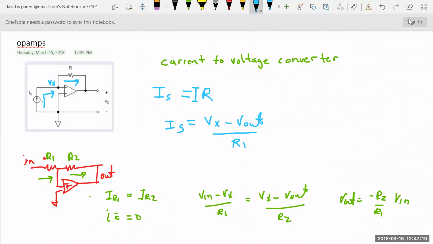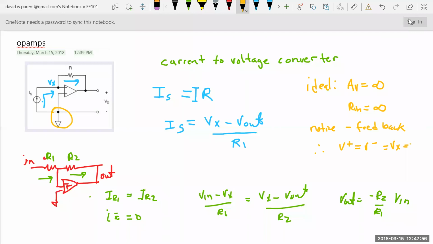Now, when I'm doing these problems, I'll say, oh, it's ideal. What does that mean? Open loop gain equals infinity. That means R_in equals infinity. Notice negative feedback. Conclusion: V plus equals V minus equals Vx equals, in this case, 0.